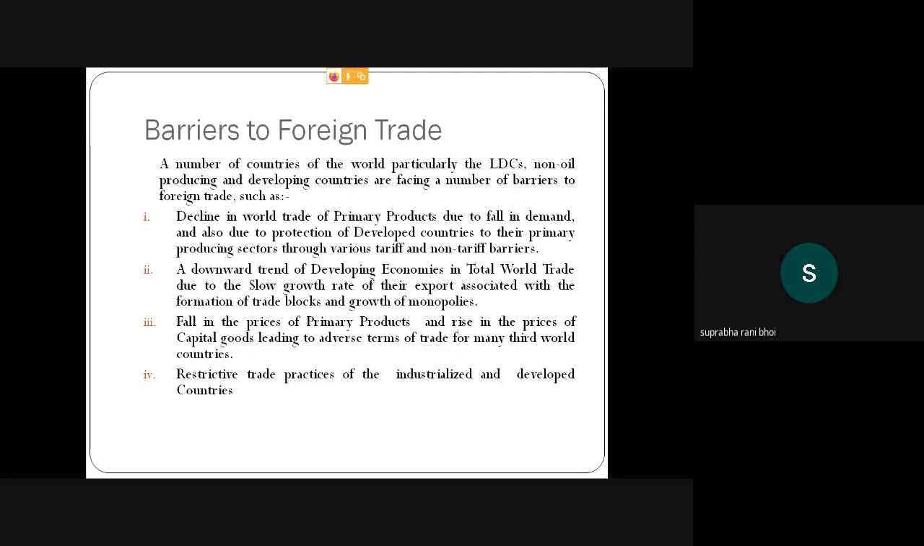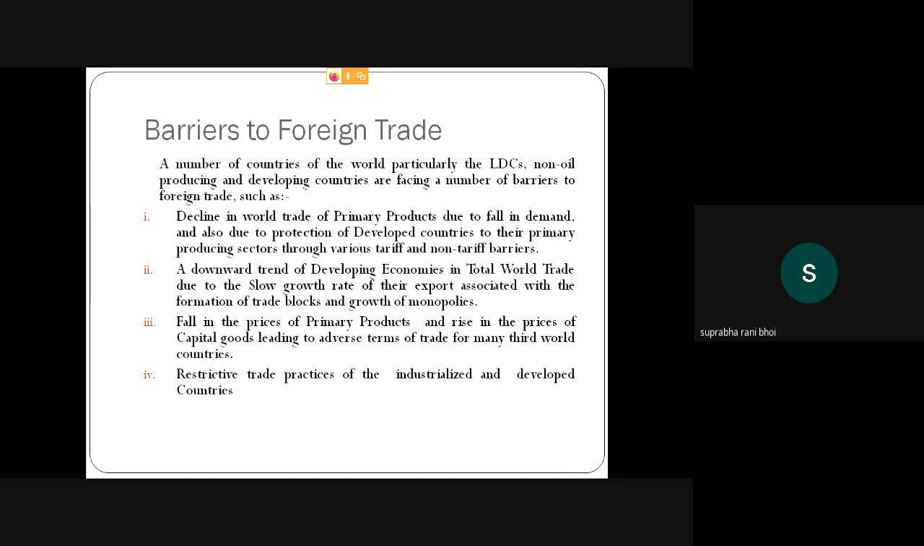And again, the people residing in India, the farmers of India, the producers of primary products in India are incurring huge expenditure to produce those products, so they are not ready to sell them at a low price. In this way, developing countries have to face an adverse situation due to the fall in demand for primary products.